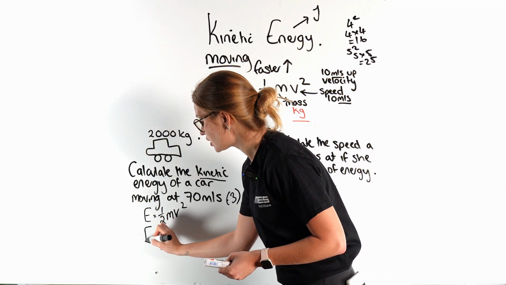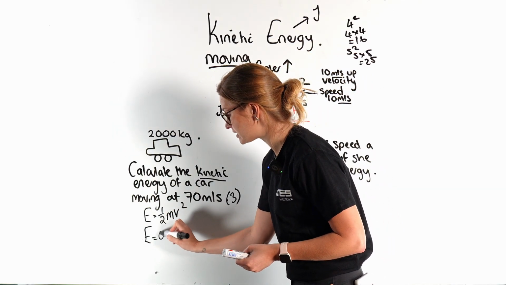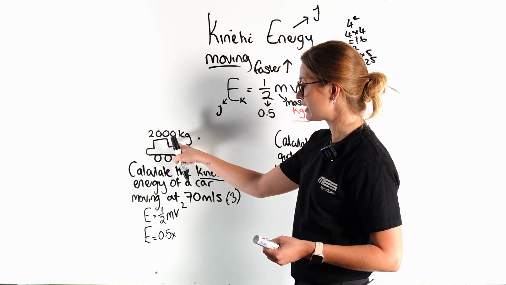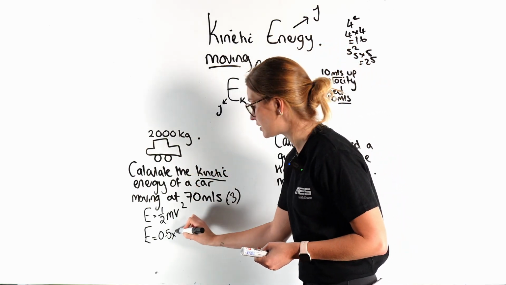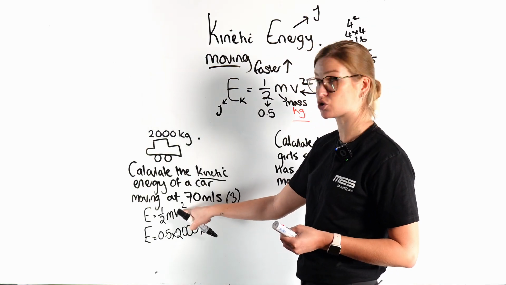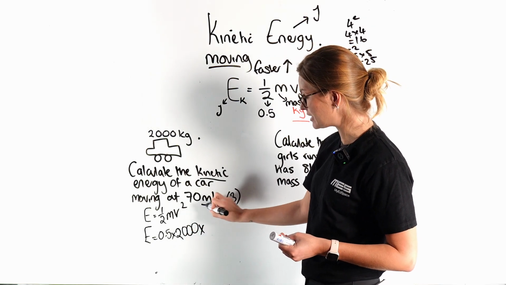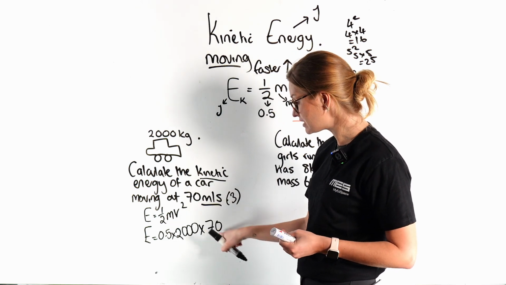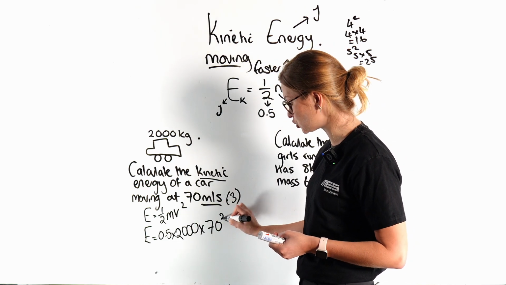To calculate the energy, what we do is a half in my calculator, which is 0.5, times the mass, because they're beside each other. They told me the mass here, and mass is always measured in kilograms. That's my 2,000. Times that speed squared. Remember, speed is that number in meters per second. So that's why we do 70, and it's the 70 that we square. Remember, make sure you square it.